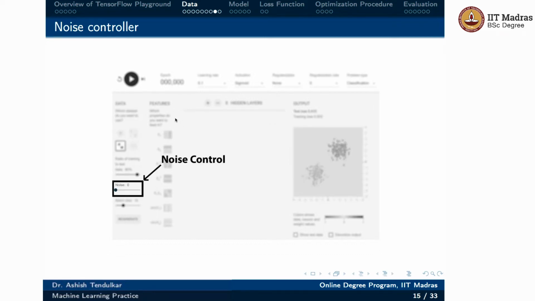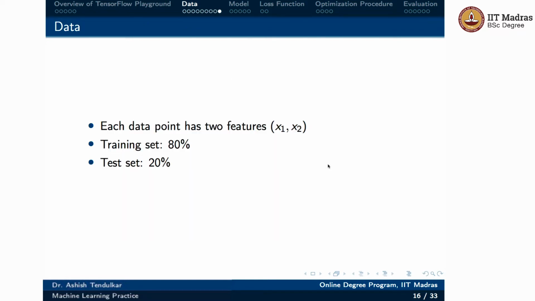We can also control the noise in the training set. If you increase the noise, the training points start getting distributed across classes. So there will be some kind of noise. So the points from positive class will appear in the area that is predominantly belonging to the negative class and vice versa. Each data point has two features.